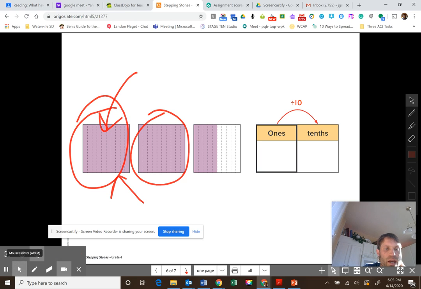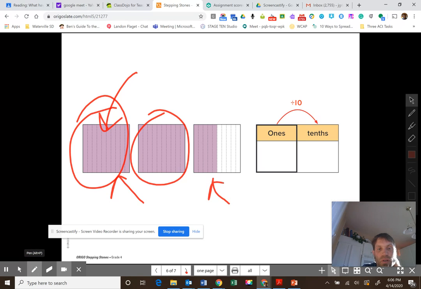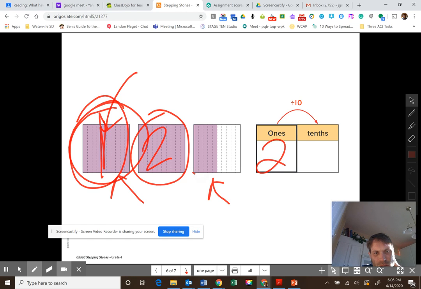So when we look at that, we know that this one has been divided into what? Tenths. So how many wholes do we have here? How many whole ones do we have? We have 1, 2. So we have 2 ones. And then how many tenths? Well, count them. 1, 2, 3, 4, 5. We have 5 tenths. So 2.5.